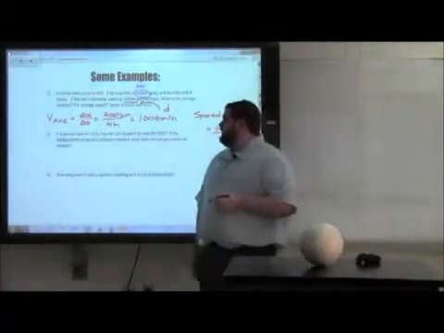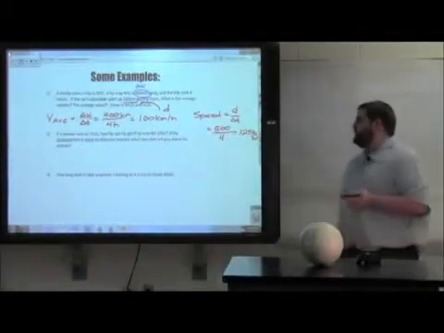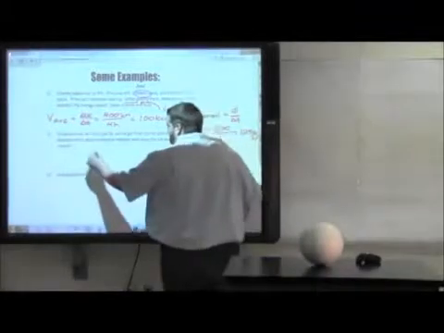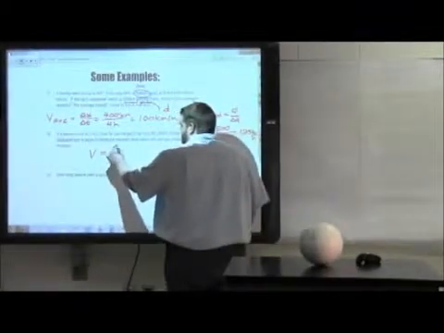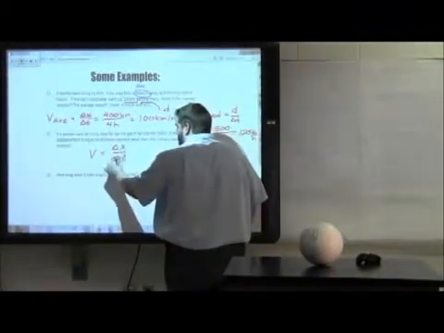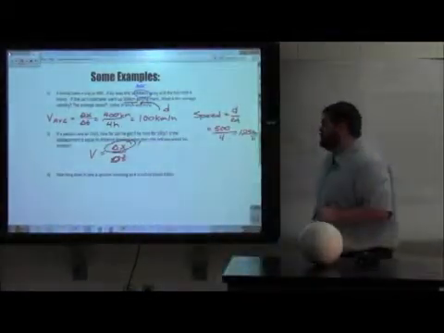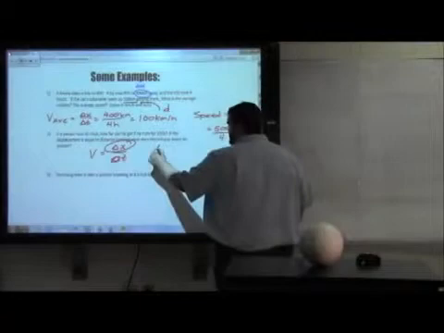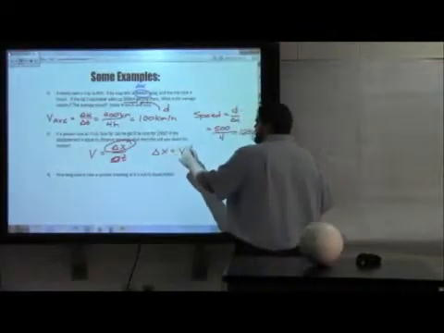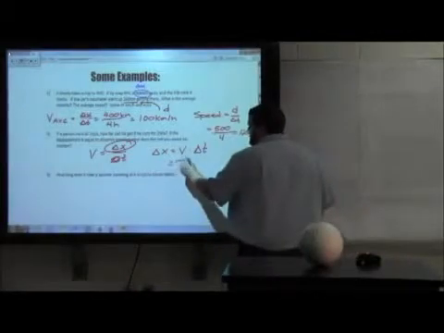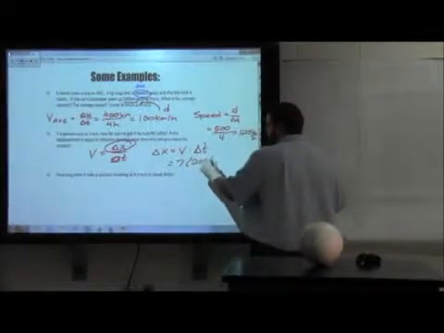Part 2. If a person runs 7 meters per second, how far can he run in 200 seconds? Well, that shouldn't be too hard again. Velocity is delta x over delta t. I'm looking for how far he went, or how far he displaced in this case. So delta x is rate times time, or velocity times time, which is 7 meters per second times 200 seconds.